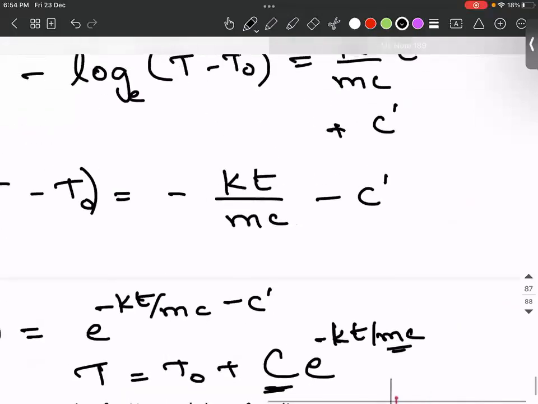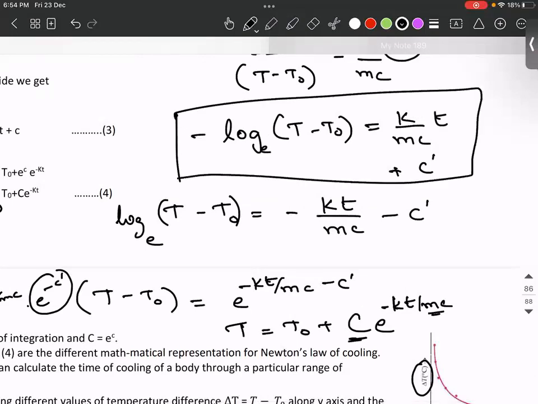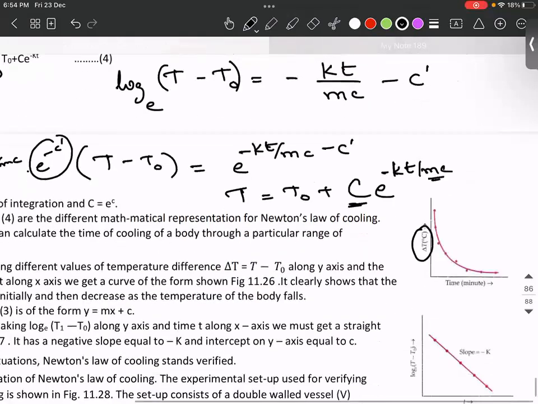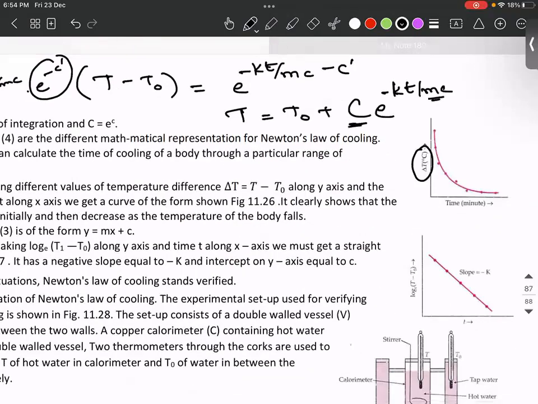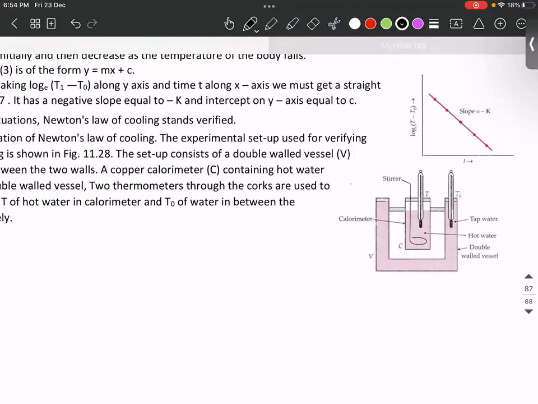Similarly, if you draw the graph for this mathematical equation, this ln of T minus T naught, if you take it as y, this K by MC, if you take it as m, if you take this T as x, it will look in the form y equals mx plus c. So y equals mx plus c will either be a decreasing graph or an increasing graph, depending on whether the slope is positive or negative. If you push the minus sign to the other side, then the slope becomes negative. Slope negative gives a decreasing graph.